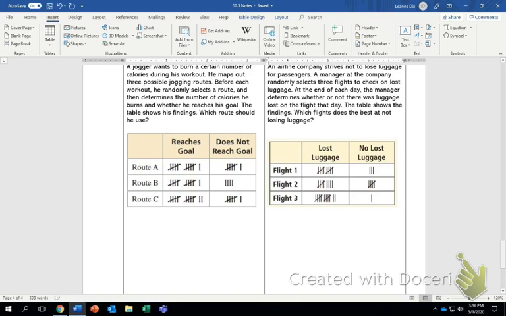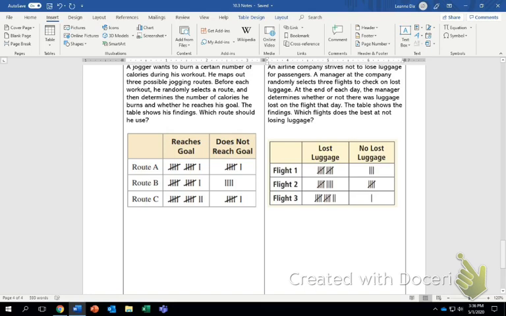And I'm going to read the problem to you for a second. It says a jogger wants to burn a certain number of calories during his workout. He maps out 3 possible jogging routes. Before each workout, he randomly selects a route and then determines the number of calories he burns and whether he reached his goal or not. The table shows his findings. Which route should he use?